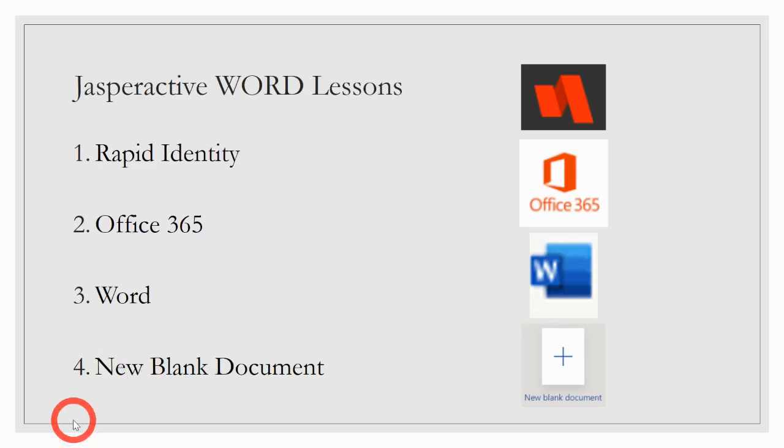It's time to start Lesson 3 in Jasper Active. And just as a reminder, you can get to Jasper Active by going to Rapid Identity, Office 365, Word, and opening a new blank document. Go ahead and pause the video if you need to do that now.